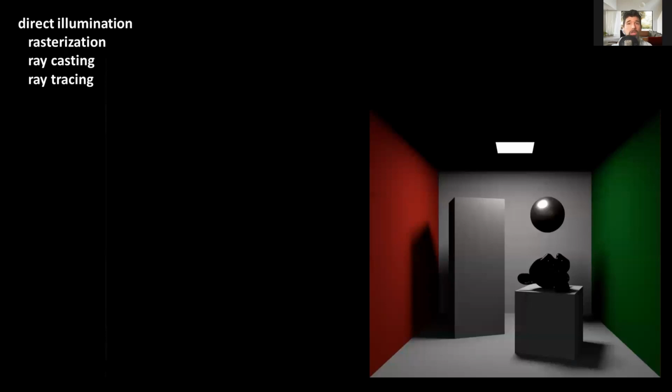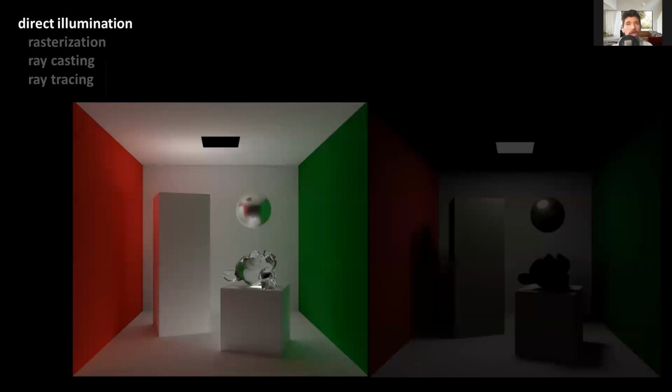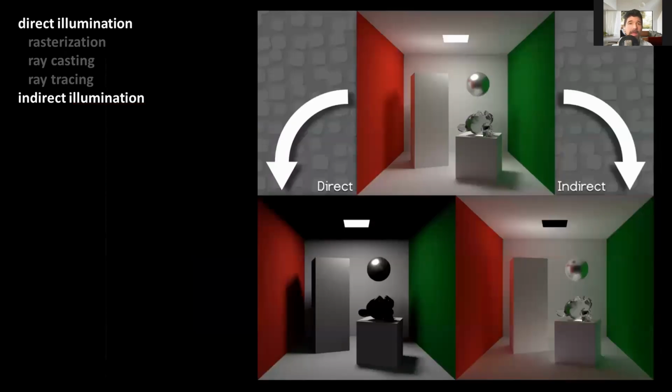So with all these approaches, we were mostly focusing on the best way to calculate the direct illumination. So what happens when a surface is illuminated by light directly? However, we have to take into account how the light scatters as it's hitting the geometry in the scene, which is when we include the indirect illumination. So we need both direct and indirect illumination in order to light up the scene properly.